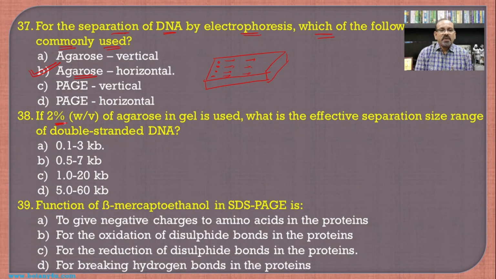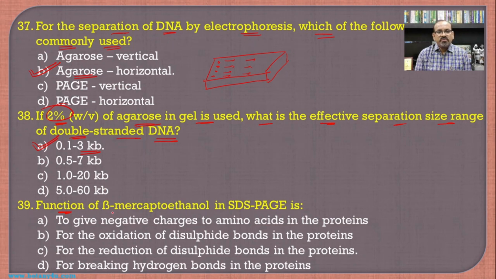If 2% agarose gel is used, what is the effective separation size range of double stranded DNA molecules? Very commonly 1.1 to 3 kilobases of double stranded DNA molecules are separated in 2% agarose gel in electrophoresis.